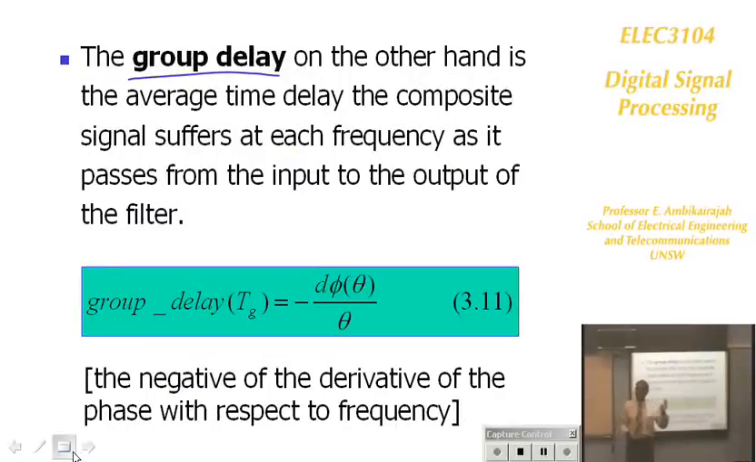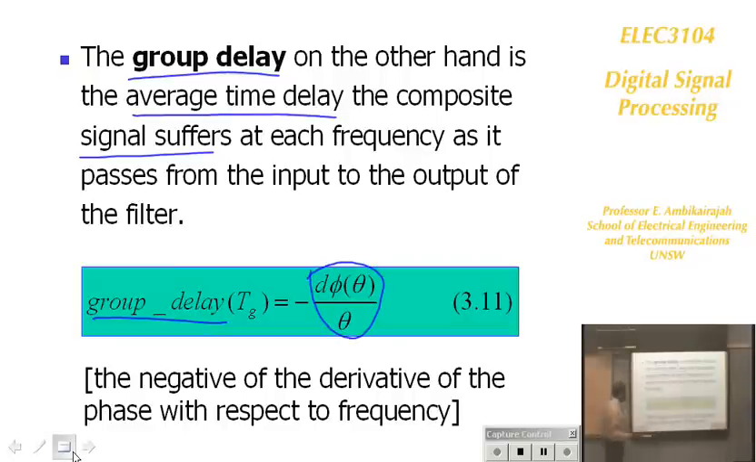Then you have the group delay. That's the second part. One is phase delay, the other one is group delay. Group delay, on the other hand, is the average time delay a composite signal suffers at each frequency as it passes from input to output. Group delay means the whole group, the composite signal, going across rather than looking at individual components. If you want the same group delay for all the components, we say that the negative of the derivative of the phase, minus d phi(theta) over d theta, with respect to frequency, if this is constant, then you have a constant group delay. That means every frequency will arrive at the same time.